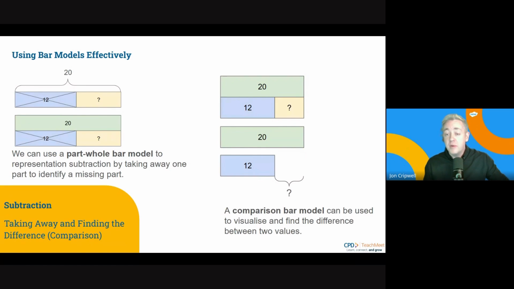Just expanding that over here, we can see it in different ways. All of these models show the same sort of idea, really. This comparison bar model here can help us to see the difference between two values, between 20 and 12, this missing part here.